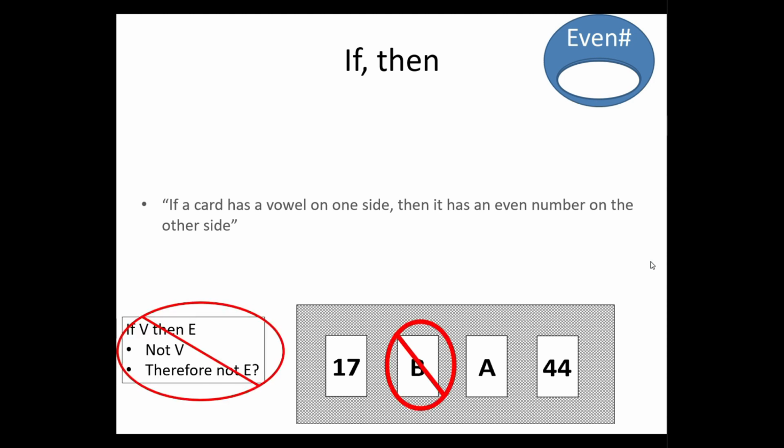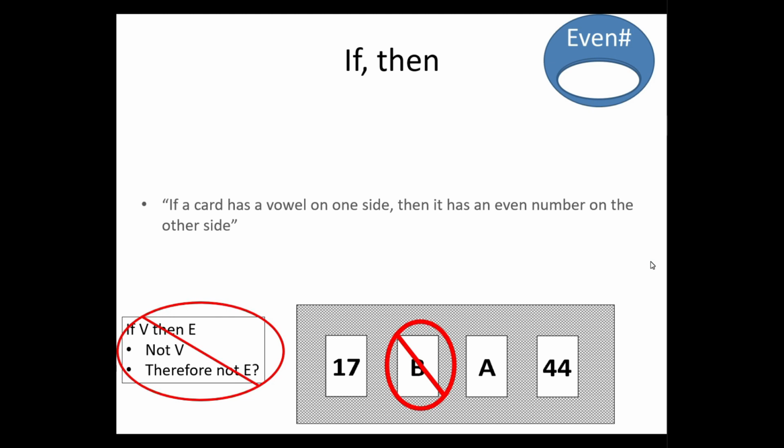Flipping over the consonant card does nothing to test the if vowel then even number claim. Say you flip it over and there's an even number on it. That's irrelevant, because nobody said that all even numbers have vowels on the other side. Alright, so say you flip it over and it has an odd number on the other side. Well, then it's all kinds of irrelevant.